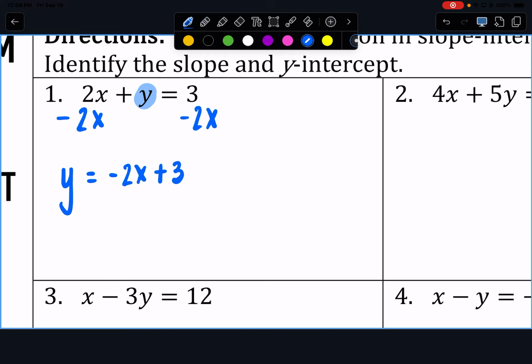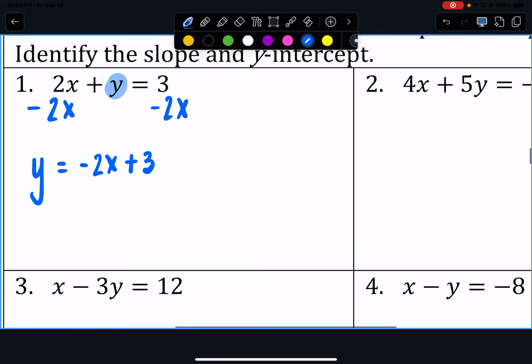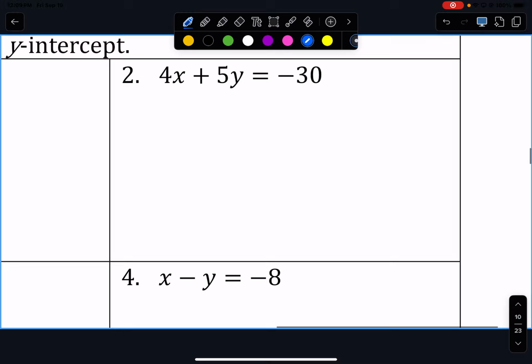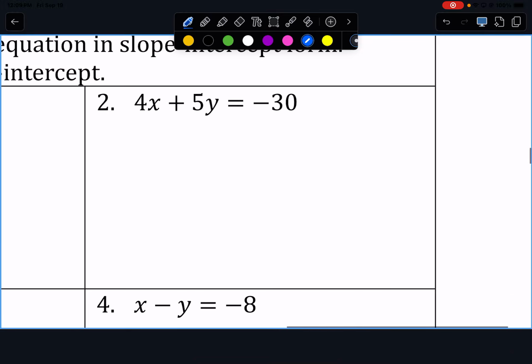Now it went from standard form to slope-intercept form, and now it's in a form where I can see my slope. What is our slope? Not just 2, but negative 2x. What's our y-intercept? 3. So we can see all of that now. I actually want us to do the even questions because those are slightly harder. I'm going to let y'all do the odd ones once we go over these.